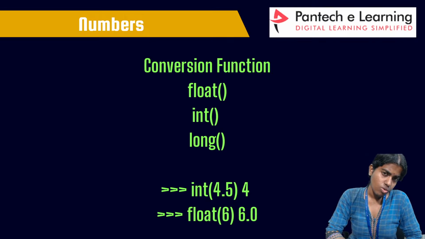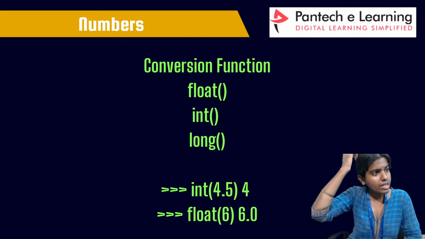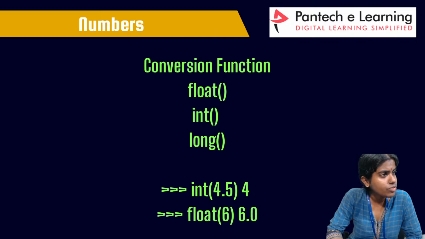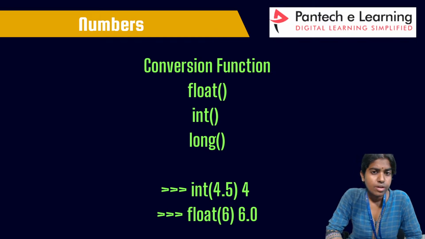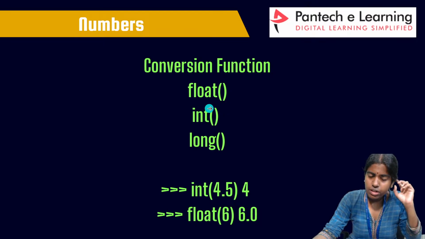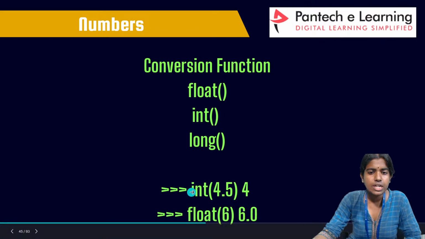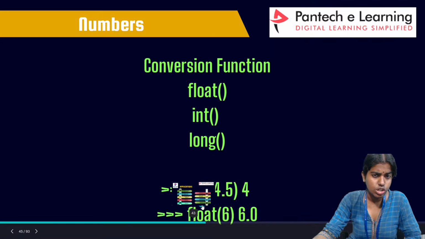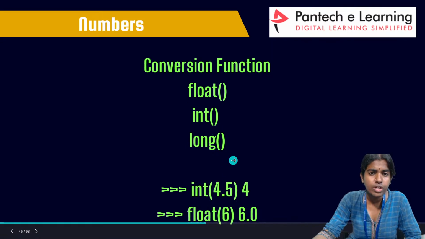So conversion function. What is the use of conversion function? From the name you can just understand. So if I want to convert the data type of the argument that is being passed from one data type to another data type, I can go for different types of conversion functions available in Python language. So all these are the different types of conversion functions available in Python language. Say for example, if I want to convert floating point number to integer number, or if I want to convert integer to floating point type, I can go for different types of conversion functions.